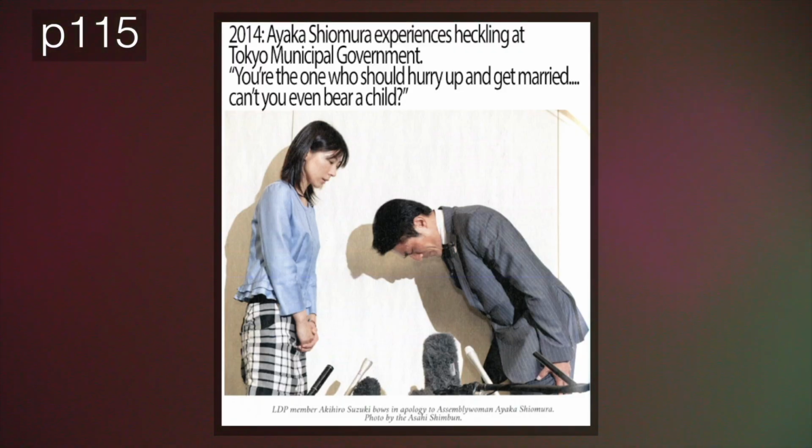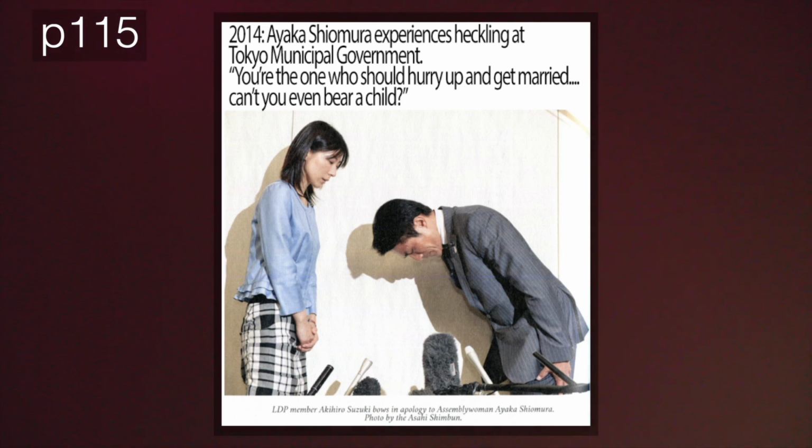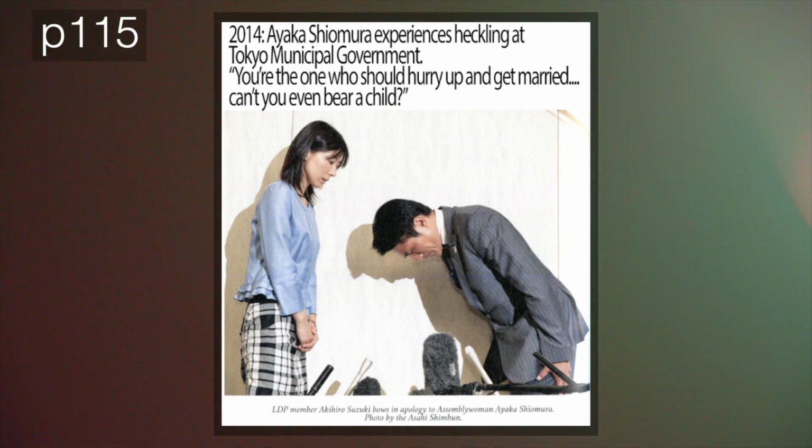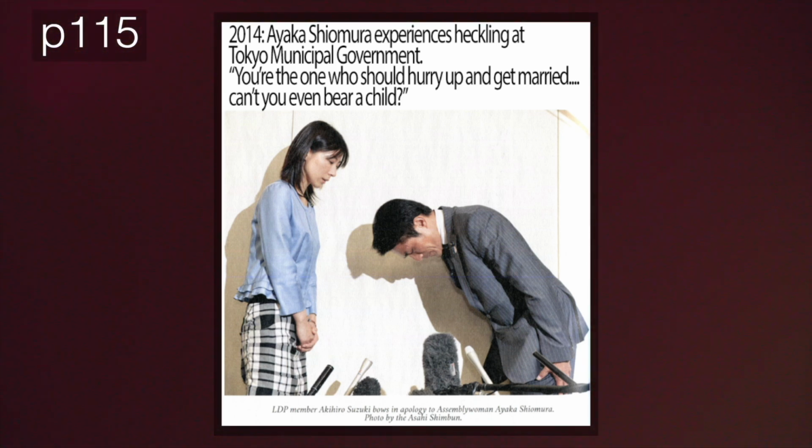Another famous incident is from 2014, when Ayaka Shiomura experienced heckling at the Tokyo municipal government, right? She's up there, a politician speaking, and other politicians are yelling at her, saying things like, "You're the one who should hurry up and get married. Can't you even bear a child?" Again, this putting down of women's expression. So there is a complicated and rich history of censoring women in Japan, not just in pre-modern times, not just in ancient times, but also in the modern era as well, right?